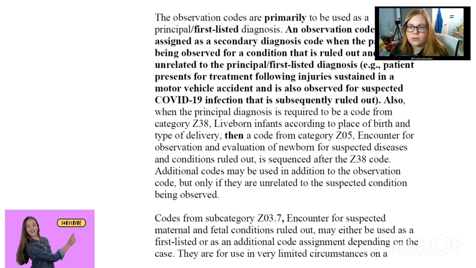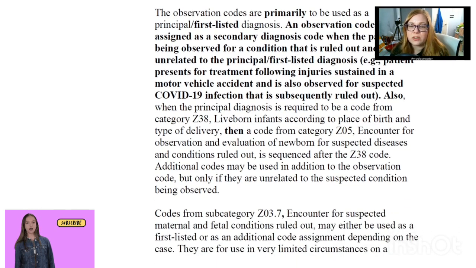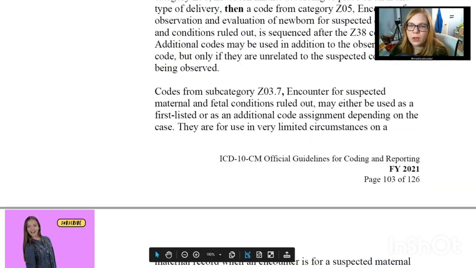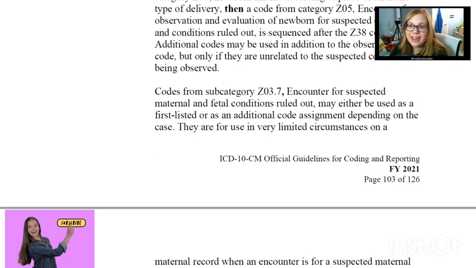Also, when the principal diagnosis is required to be a code from category Z38, which is live born infants according to the place of birth and type of delivery, then a code from category Z05, encounter for observation and evaluation of a newborn for suspected diseases and conditions ruled out, is sequenced after the Z38 code. Additional codes may be used in addition to the observation code, but only if they are unrelated to the suspected condition being observed. Codes from subcategory Z03.7, encounter for suspected maternal and fetal conditions ruled out, may either be used as a first listed or an additional diagnosis code depending on the case.